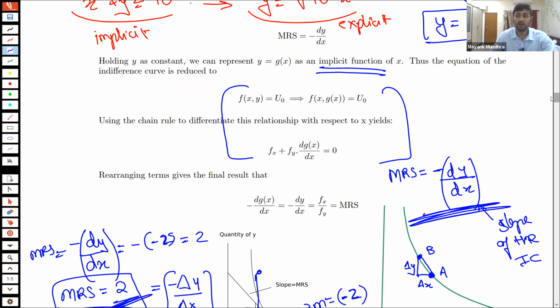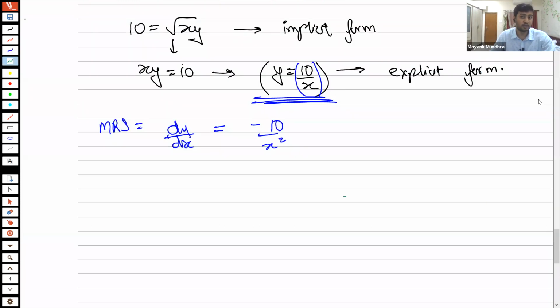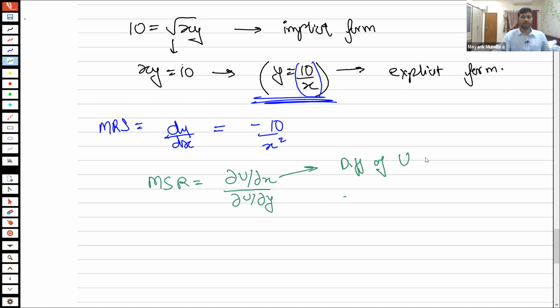For those of you who might have forgotten differentiation, I will do it, but it will take us some time to reach there. So in the meanwhile, I would like you to just remember this formula because we use it very often. So the formula is MRS equals del u by del x upon del u by del y. Okay, del u by del x is partial differentiation of u with respect to x. So it's basically differentiation of the utility function with respect to x, and this is differentiation of the utility function with respect to y.